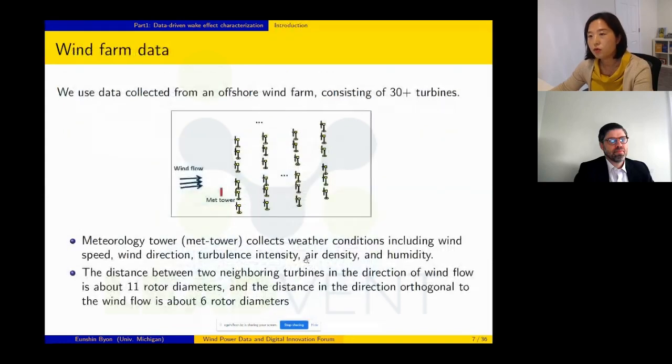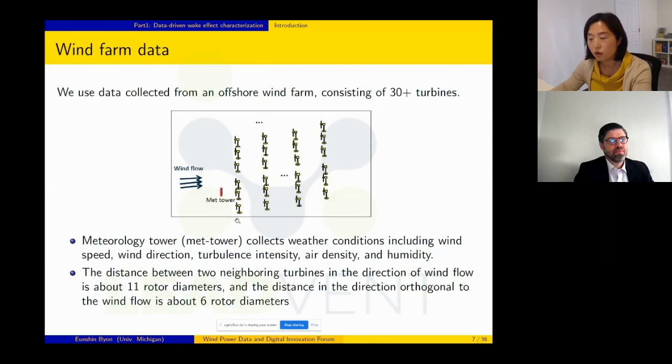In this research, we use data from an operating offshore wind farm consisting of 30-plus turbines. And this is the layout. Due to data confidentiality, I modified the layout a little bit. In this wind farm, there is one meteorology tower that collects weather and environmental conditions, including wind speed, direction, turbulence intensity, air density, and humidity.